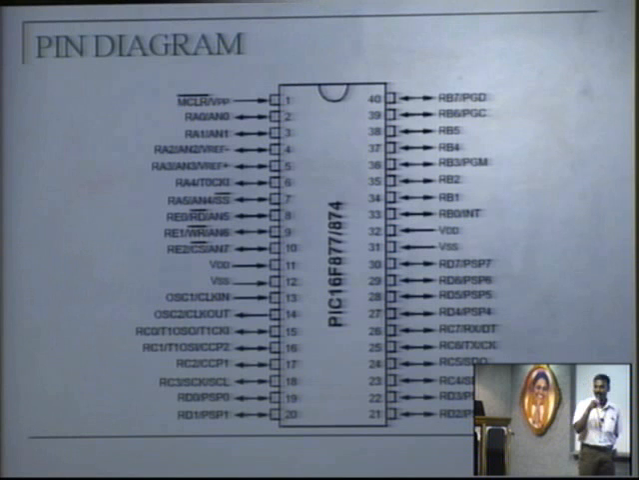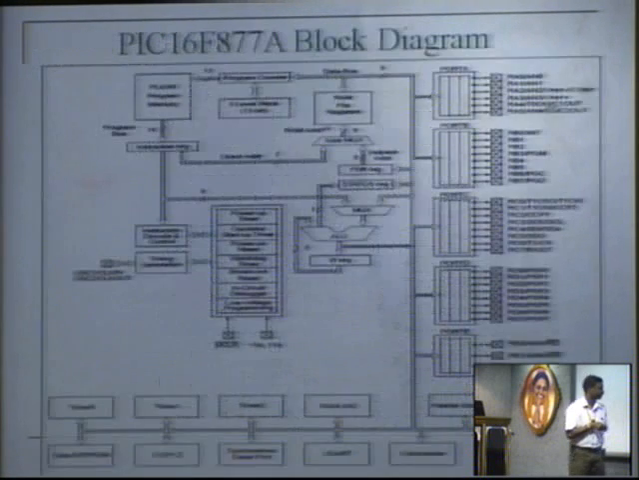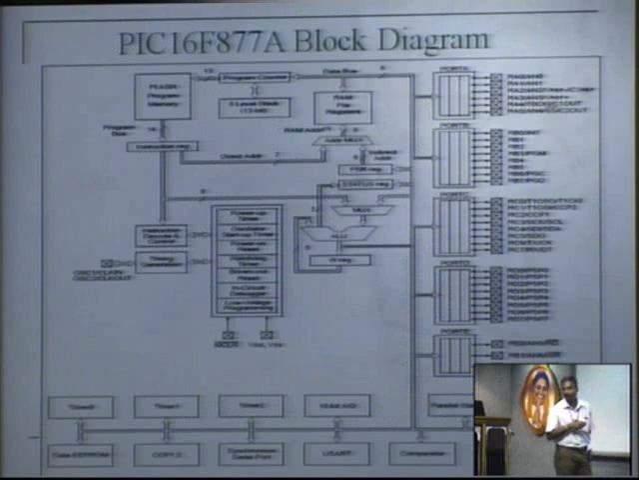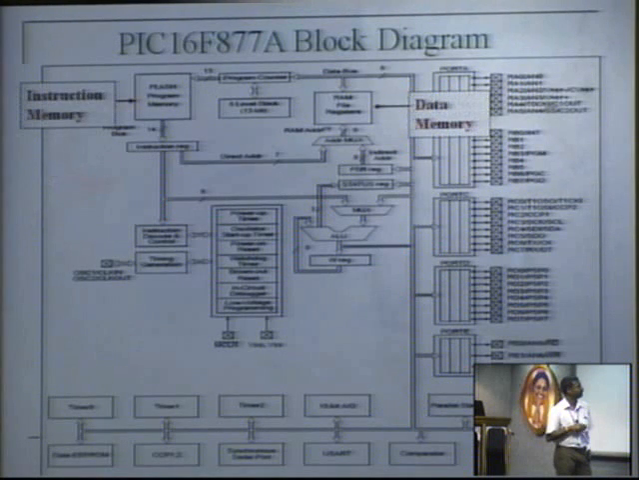And in addition to that, somewhere in between the execution, if I need to reset, what I will do is apply ground to this pin. That is memory clear bar. Bar means that it is an active low signal. This is the complete block diagram. So here you can see, this is the instruction memory, flash ROM. This is the data memory, RAM, file registers.